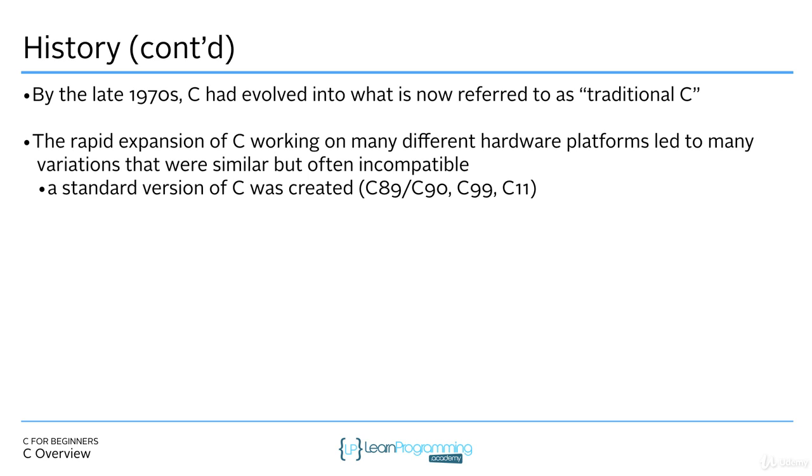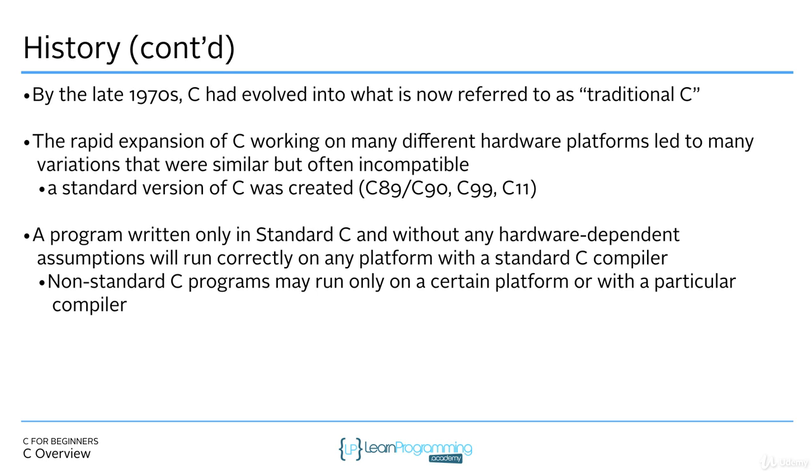So just like there's a Windows 10, a Windows 8, a Windows 7, there are different versions of C. There's C89, C90, C99, and C11. And this basically represents the years, 1989, 1990, 1999, and 2011. So there are standard versions of C. A program written only in standard C and without any hardware-dependent assumptions will run correctly on any platform with a standard C compiler. It's always important to have standards.